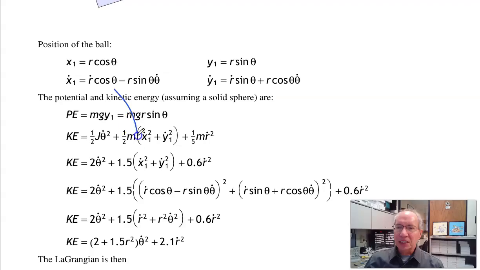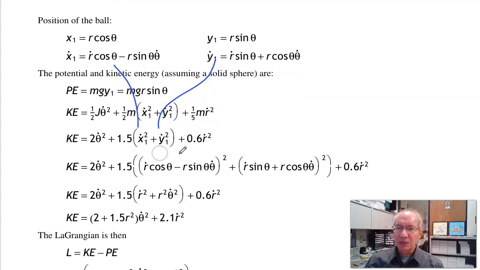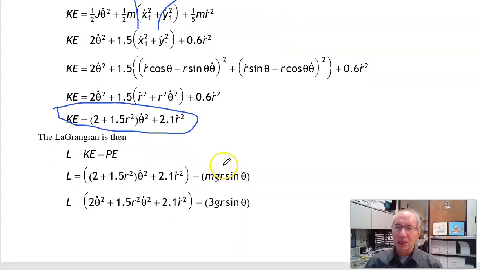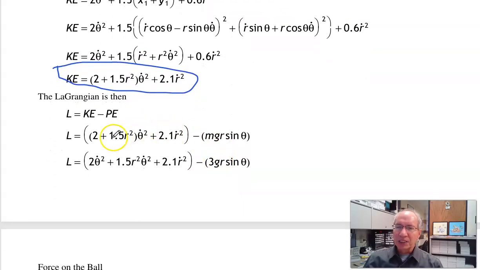Substitute. Here's x dot, here's y dot. Square it, multiply it out, simplify. Here I've got cosine squared plus sine squared is 1. Sine squared plus cosine squared is 1. The cross terms, minus 2 cosine theta sine theta plus 2 cosine theta sine theta, cancel. Bunch of algebra later. Here's the kinetic energy. Now, the Lagrangian is kinetic energy minus potential energy.